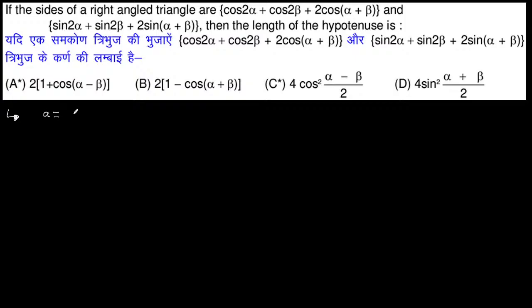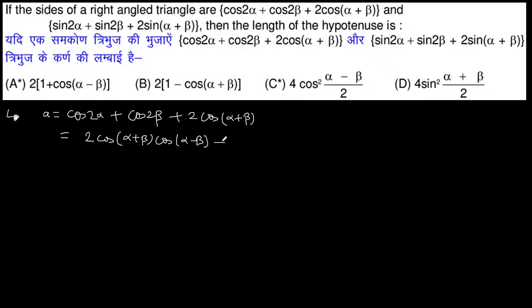A is equal to cos 2 alpha cos 2 beta plus 2 cos alpha plus beta. If we extend, this is cos c plus d by 2 cos c minus d by 2. This is 2 cos alpha plus beta. If we take 2 cos alpha plus beta common, we are left with cos alpha minus beta plus 1.